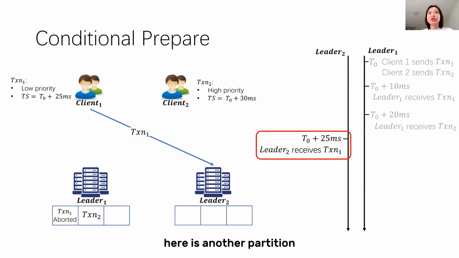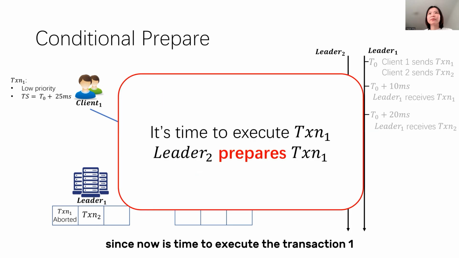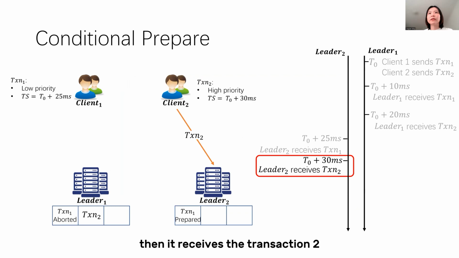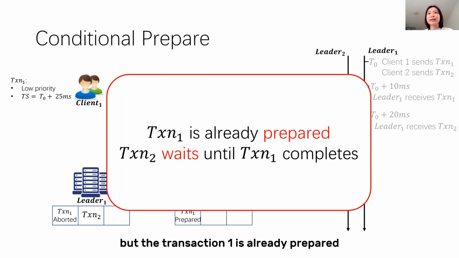Here is another partition, and both transactions also have a conflict on this partition. It received transaction 1 at T0 plus 25 milliseconds. It thinks now it's time to execute transaction 1, and there's no concurrent conflicting transaction, so leader 2 prepares transaction 1. Then it received transaction 2, which is a high priority transaction, but transaction 1 is already prepared on this partition. Transaction 2 has to wait for the low priority transaction.